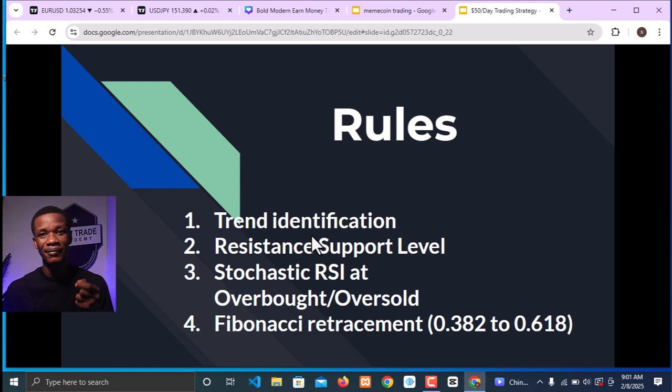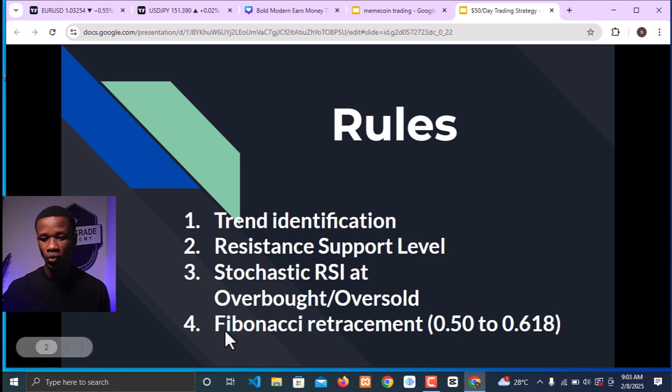Once you define the market trend, then the second thing we want to check is resistance and support level. I will show you how to check it on your price action. And the next thing is the stochastic RSI at overbought and oversold. We want to make sure that the stochastic RSI, which we will use to gauge momentum, is at overbought or oversold. Okay, these are the rules. And the last thing here in the rule is the Fibonacci retracement tool has to retrace to the 0.50 and the 0.618. That is only when we want to take the trade. So these are the important rules.